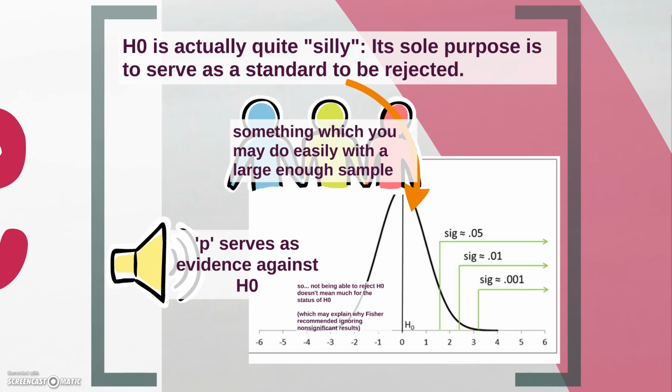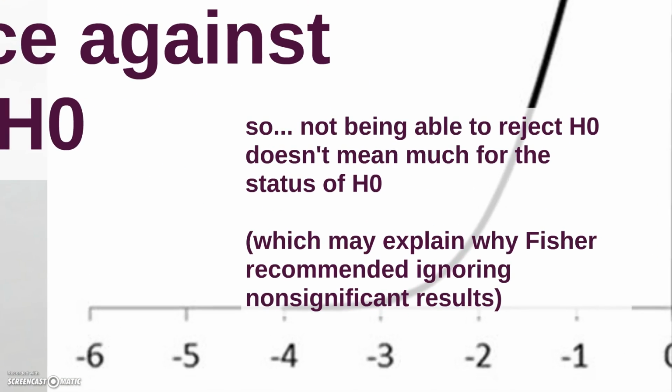But that also means the null hypothesis doesn't have much value other than being a standard to be rejected. That's why the p-value serves as evidence against the null hypothesis, because its whole role is to serve as evidence to reject that silly hypothesis we are working with.